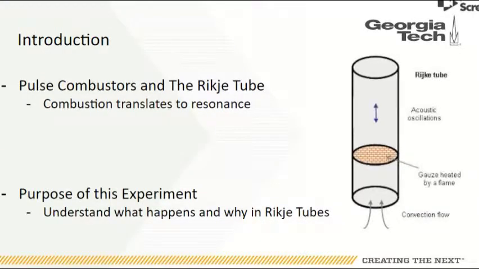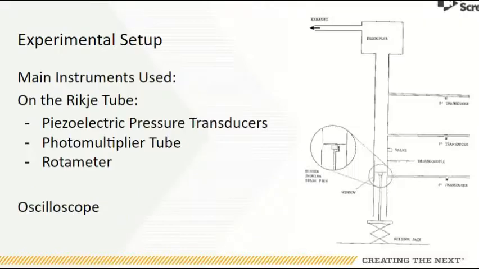So what is a Rijke Tube? A Rijke Tube is a type of pulse combustor, which is a natural gas burner characterized by periodic combustion processes. The Rijke tube, which is named after its Dutch inventor, consists of a very long, narrow, vertical tube open at both ends with a source of heat at the base, as you can see by the diagram on the right. The purpose and goals of this experiment are to understand what happens and why it occurs in Rijke tubes.